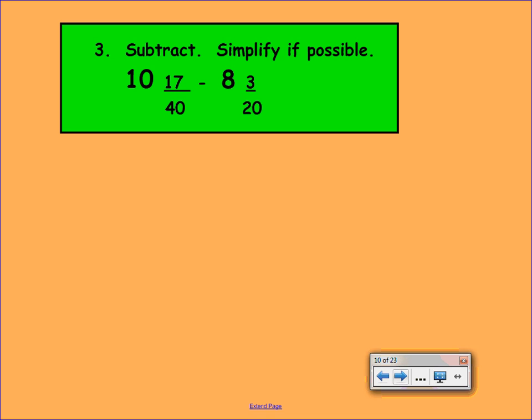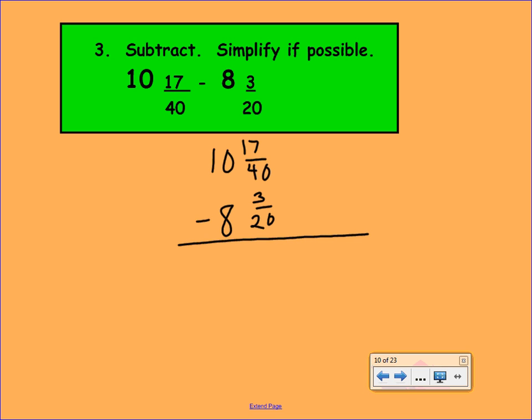Now we're doing a subtraction problem. Go ahead and work that out on your notes. Pause the video cast while you work, and I'll be waiting right here for you. Okay, welcome back. Did you find 40 as the least common denominator?